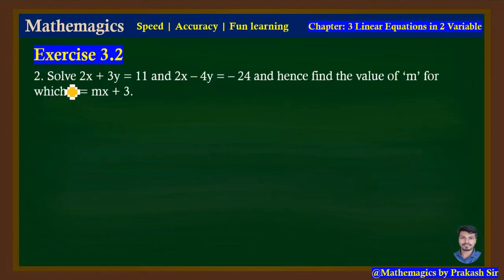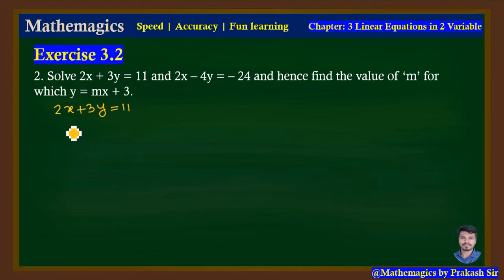Question is saying solve 2x plus 3y is equal to 11 and 2x minus 4y is equal to minus 24, and hence find the value of the m for which y is equal to mx plus 3. It means the two equations are already given. Let us take both the equations, that is 2x plus 3y is equal to 11. And dear friends, here we are solving it through the substitution method. So here also we are going to use that only.